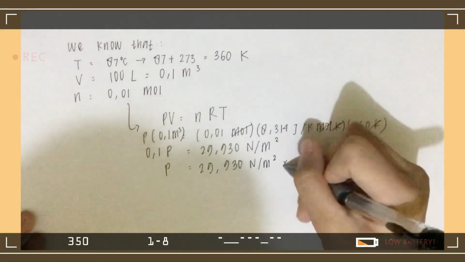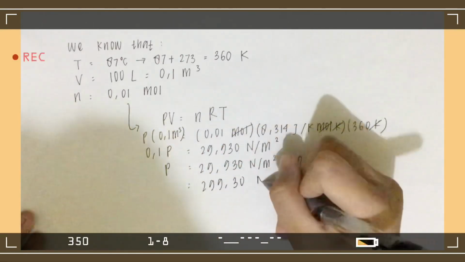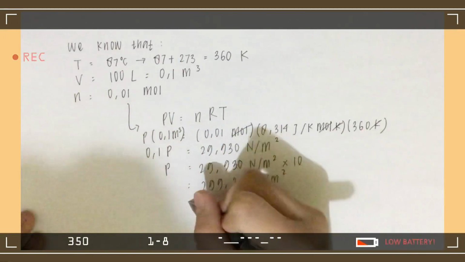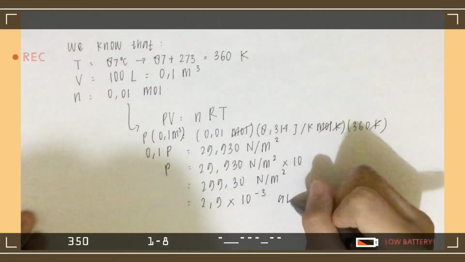299.30 Newton per meter squared, or we can change it into 2.9 times 10 to the power of minus 3 atmosphere.